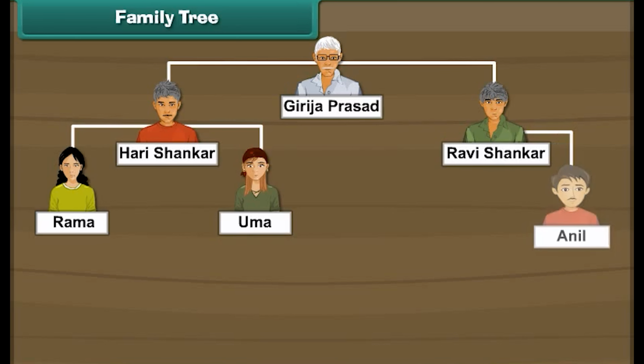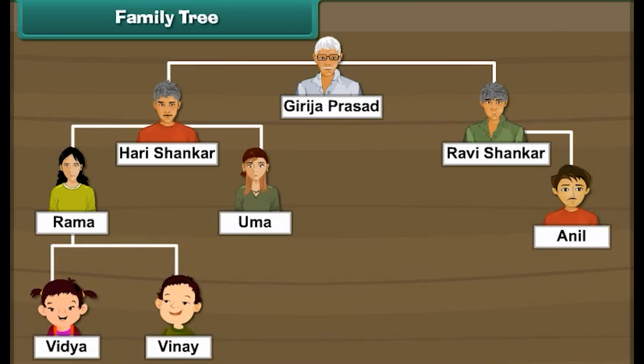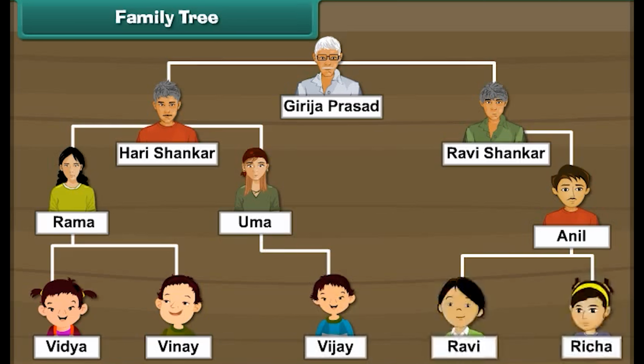Ravi Shankar has 1 son, Anil. Rama has a daughter, Vidya, and a son, Vinay, while Uma has a son, Vijay. Anil has a son, Ravi, and a daughter, Richa. The family tree of Ravi's joint family is now complete.